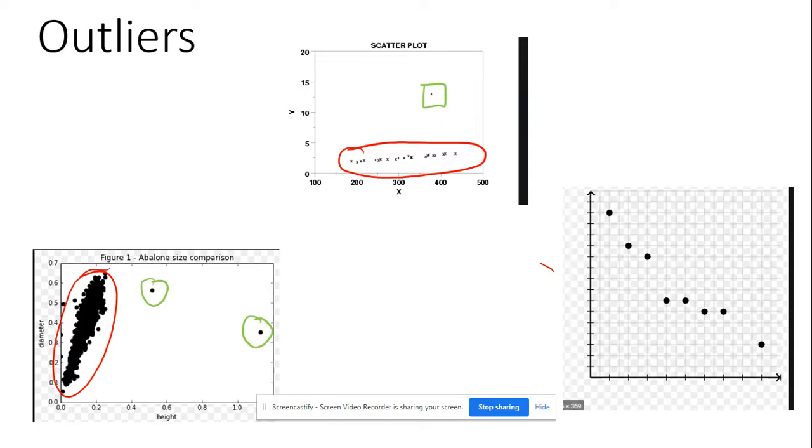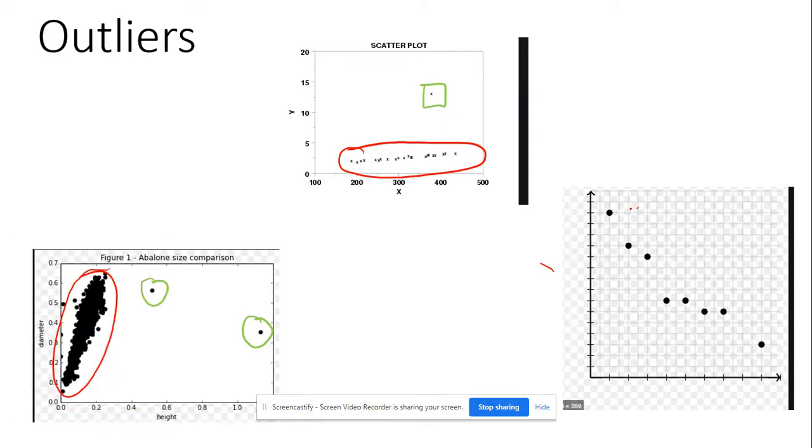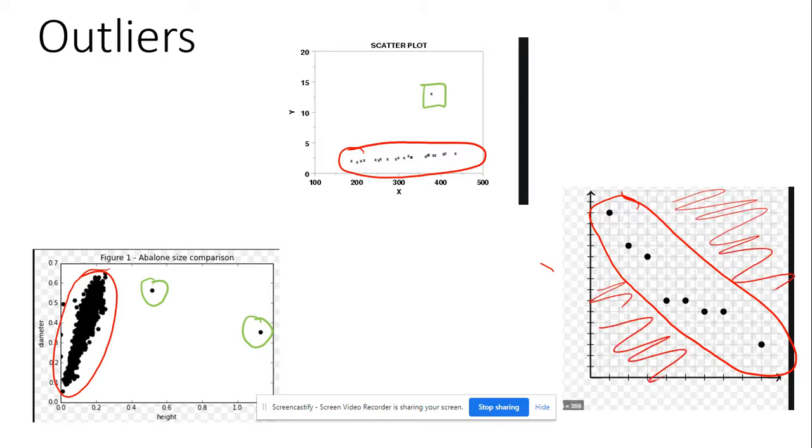Now this next one, let's look at it. Circle my data. Well, there are no outliers on this one. There's nothing over here. There's no data over here and no data over here. So on this one, there's no outliers.